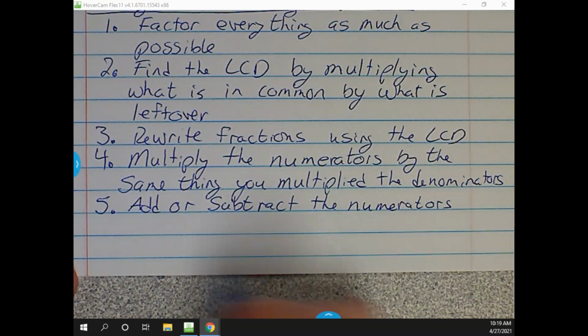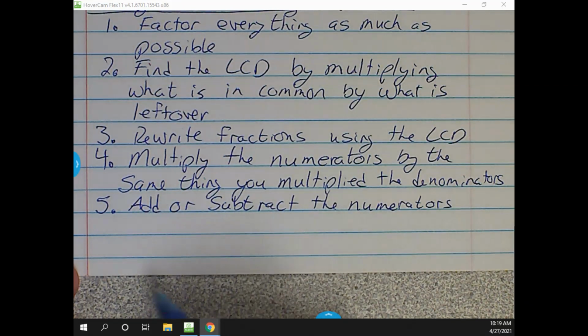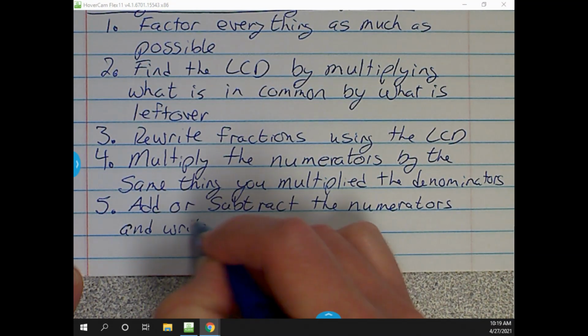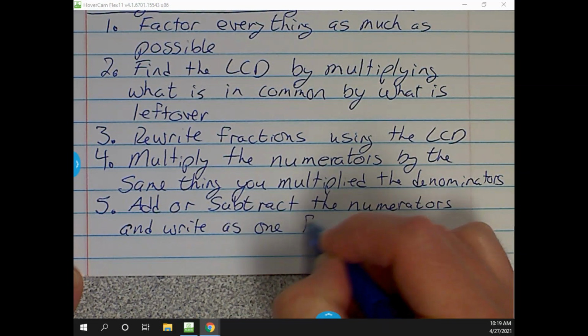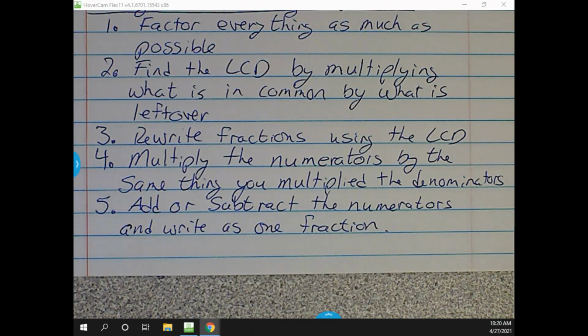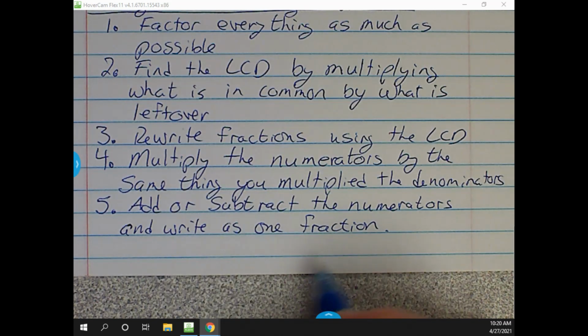So we're going to add or subtract the numerators, and basically at this point, just put it over the least common denominator as one big fraction. So add or subtract the numerators, and write as one fraction. So basically, you'll take the two. Now that you've got the least common denominators, you can put those two things together, and you can basically make it one big fraction now. And that's what we're trying to do, we're trying to make this thing so it's one big fraction. And then once you make it one big fraction, you simplify, and then you factor and cancel.